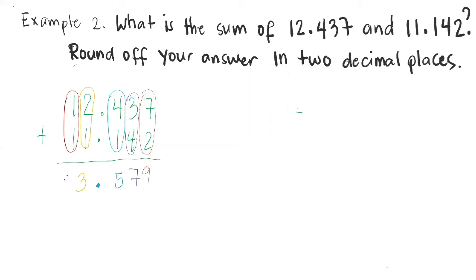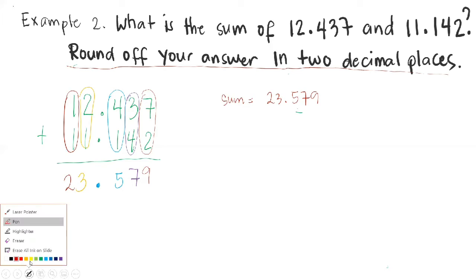So our sum is 23.579 thousandths. So now we are going to round off our answer into 2 decimal places. For 2 decimal places, therefore we will round off at the second decimal. This means the 7 is the digit we will round off.